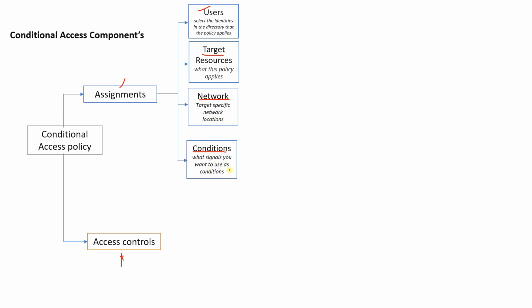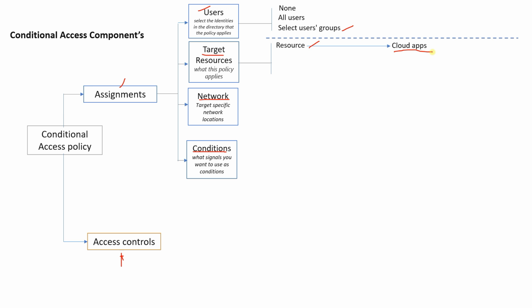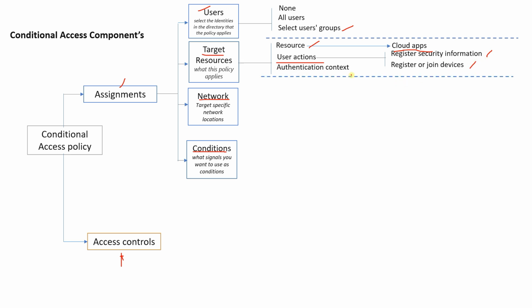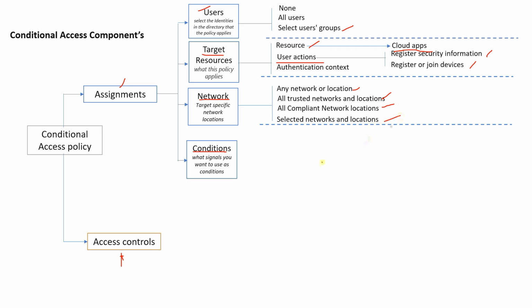What signals do you want to use as the conditions? At user level you can choose none, all users, or selected user groups. Target means what is included for the resources: cloud apps, user actions like registering security information, registering or joining devices, and authentication context. Network means you can use any network or location, all trusted networks and locations, all compliant networks and locations, or selected networks and locations.